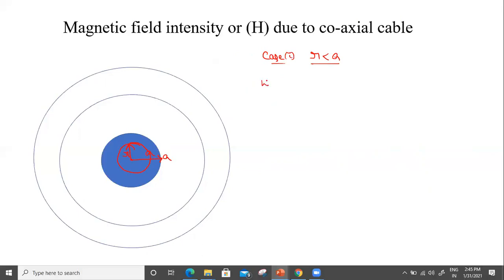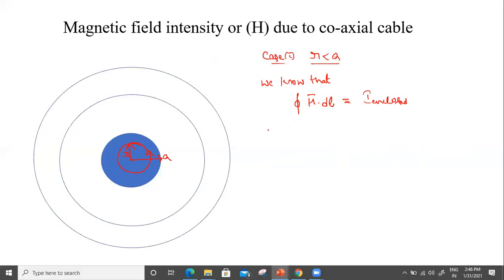We know that the line integral of H bar dot dl equals I enclosed. This is Ampere's circuital law. So here, first let us find H bar, find dl, and find I enclosed. If you substitute all the values here, we may get the magnetic field intensity.